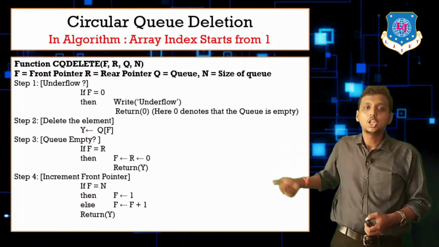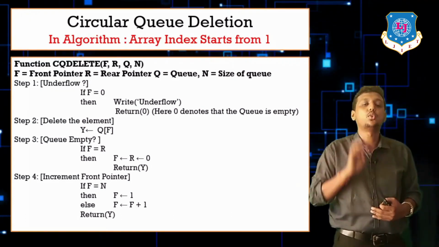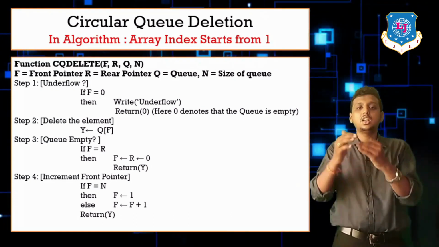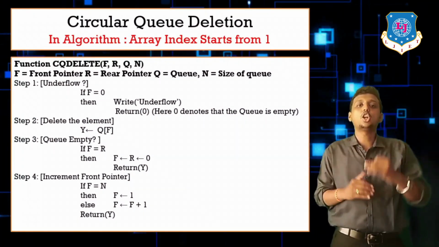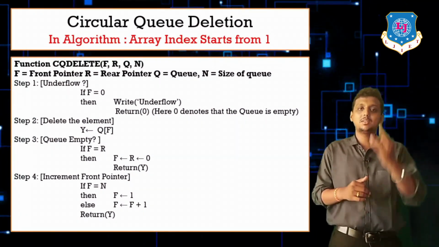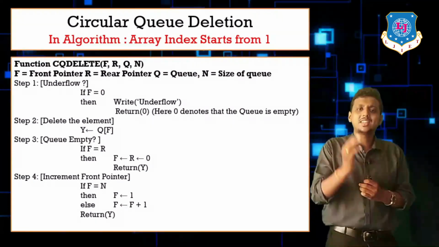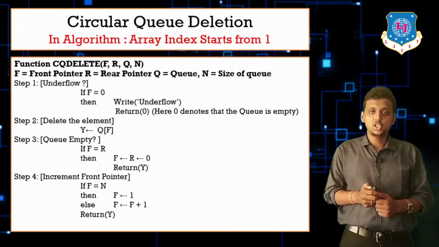Because if your condition is satisfied in step number 3, you are not going to move forward to step number 4. Once you write return in any algorithm or function, the code below the return statement will not be executed. Always remember this. So let's move towards the example of the circular Q deletion.